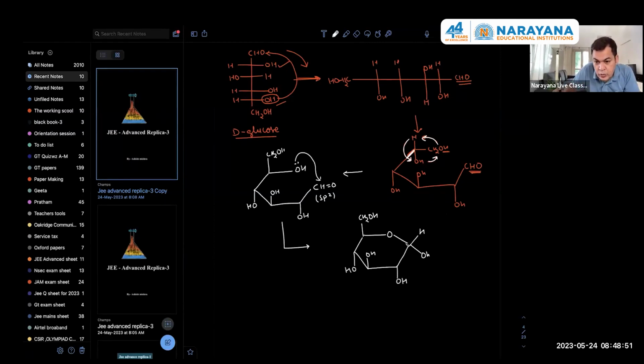And this is a new chiral center now, so it can be on either side, OH down or OH up. If OH is down and CH2OH is up, this is alpha glucose. If OH and CH2OH are on the same side, both up, that becomes beta glucose.